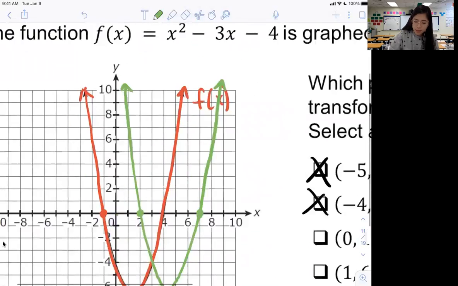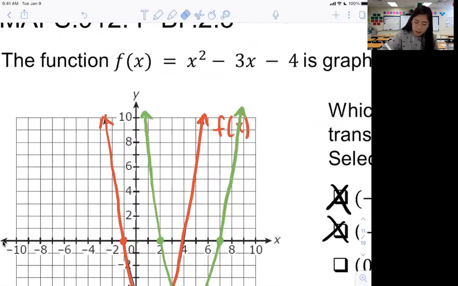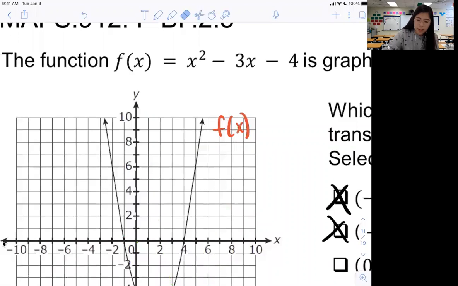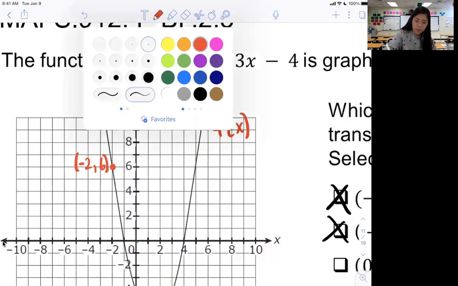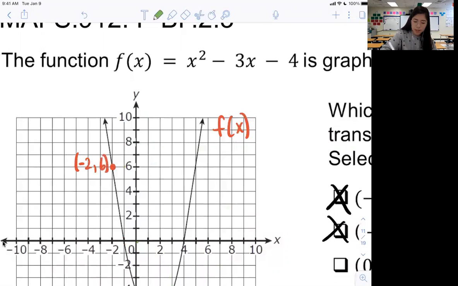1, 6. All right, so I'm going to erase my sketches here and go back to where I started, my original function right here. This is negative 2, comma 6. And if I move that 3 units to the right, like I'm supposed to, do I land exactly on 1, comma 6? Does that work out? Are we in agreement that this is good?